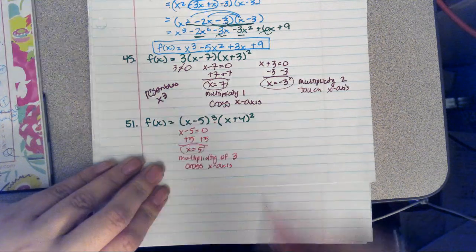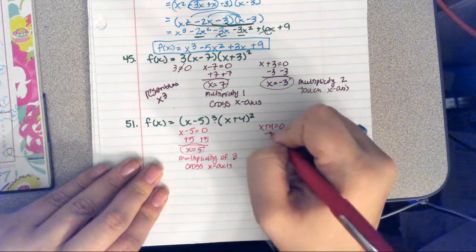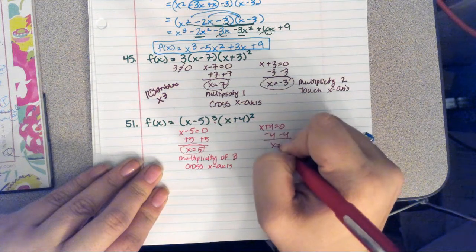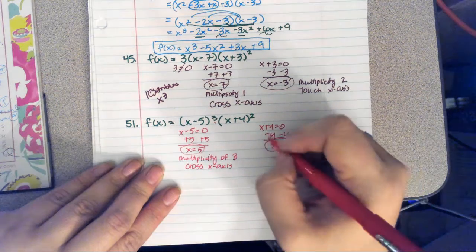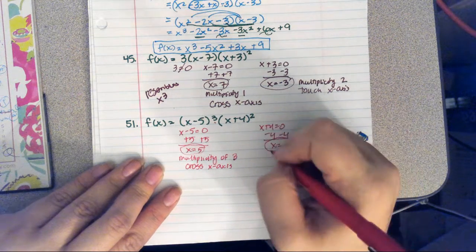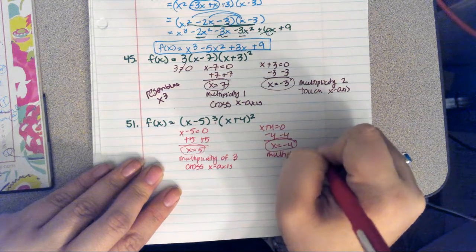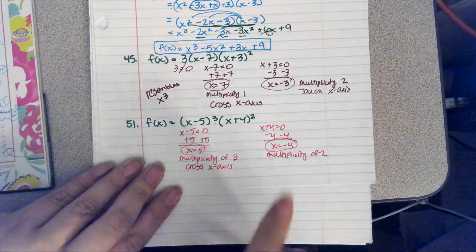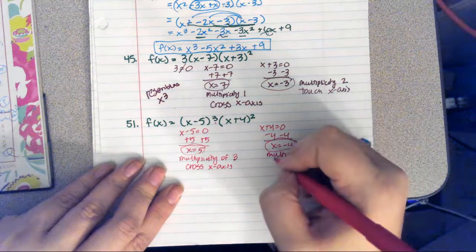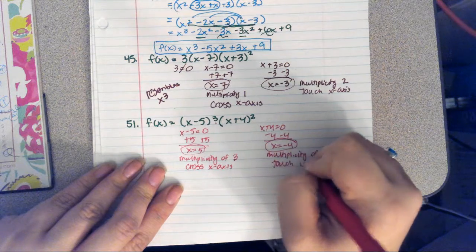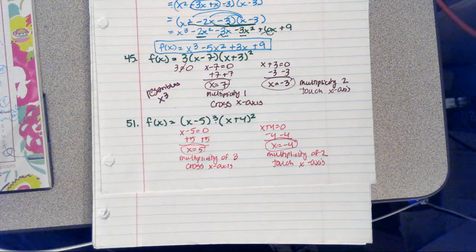Okay? Now over here, x plus 4 is going to give us a solution when x equals negative 4. So that is my second zero. Now this one, because its exponent is 2, has a multiplicity of 2. Because it has a multiplicity of 2, it's an even number, it's going to just touch the x-axis and not actually cross there.